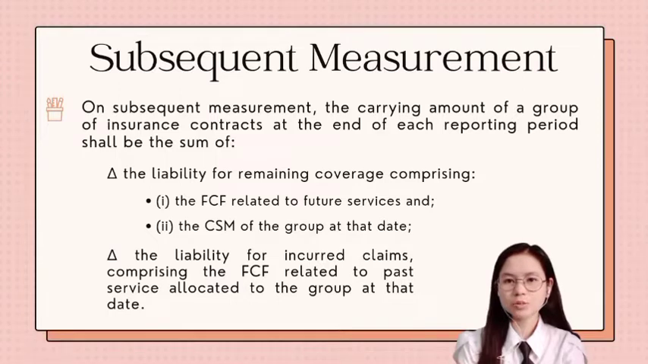On subsequent measurement, the carrying amount of a group of insurance contracts at the end of each reporting period shall be the sum of, first, the liability for remaining coverage comprising the fulfillment cash flows related to future services, and the contractual service margin of the group at that date, and also the liability for incurred claims comprising the fulfillment cash flows related to past service allocated to the group at that date.